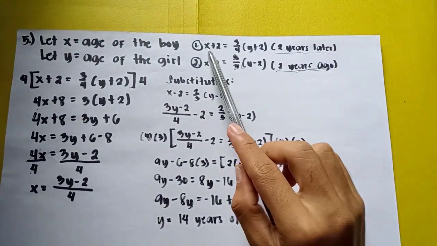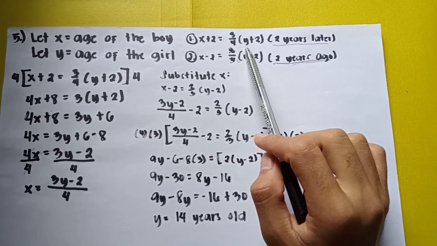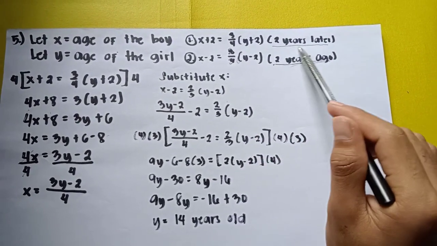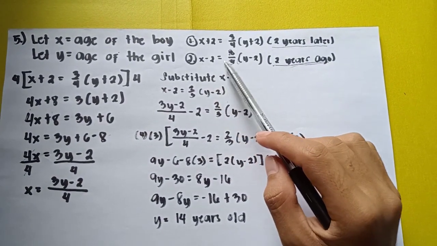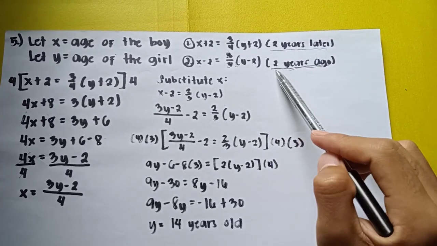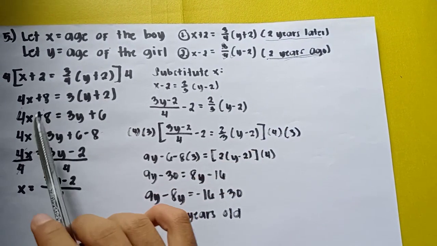So our first formula is X plus 2 equals 3/4 times Y plus 2. So this is for 2 years later. And then our second formula is X minus 2 equals 2/3 times Y minus 2. This is for 2 years ago.